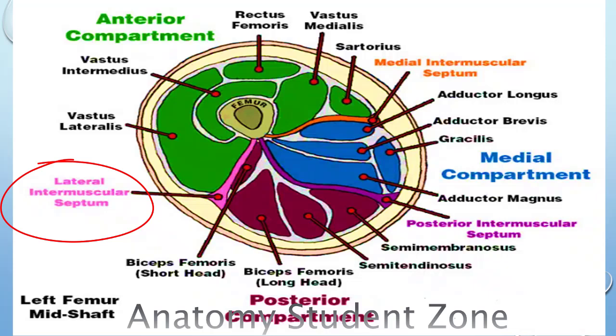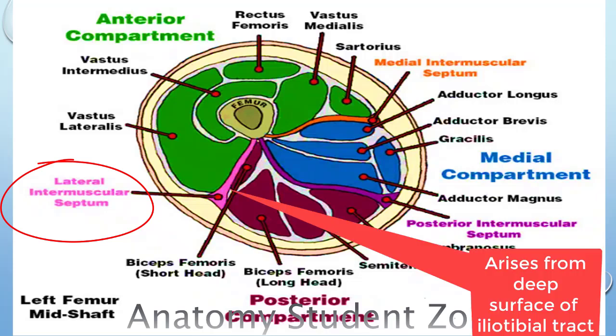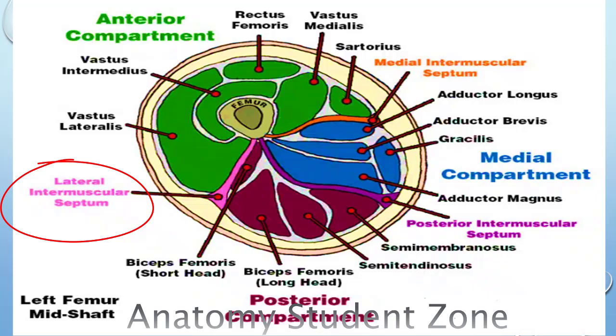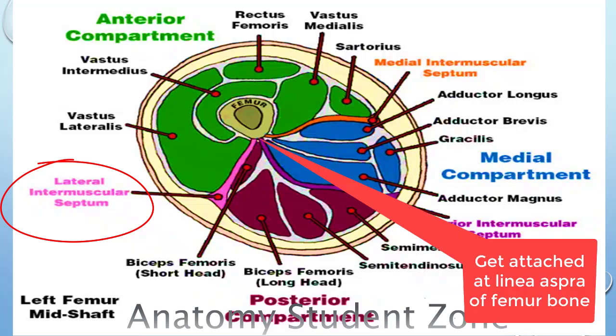And why is it strong? As the name indicates, it is on the lateral side, and on the lateral side of the thigh, we know there is the iliotibial tract that provides strengthening to the thigh. So this lateral intermuscular septum arises from the deep surface of the iliotibial tract. After arising from the deep surface of the iliotibial tract, it attaches on the linea aspera of the femur, like the other two septa also attach there. We had also discussed that.